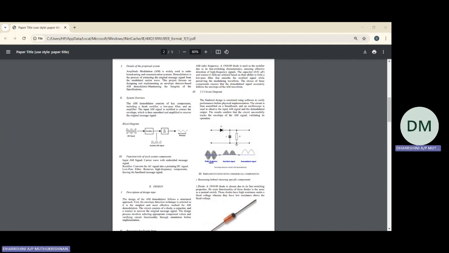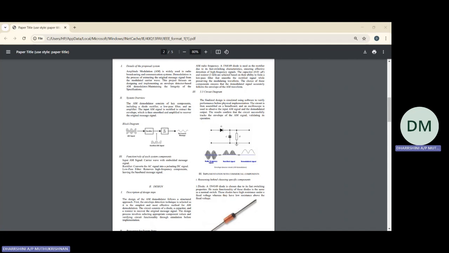So the next is the circuit diagram. The circuit diagram is finalized, and the design is simulated using software to verify performance before physical implementation. The circuit is then assembled on a breadboard, and an oscilloscope is used to observe the input AM signal and the demodulated output. The results confirm that the circuit successfully tracks the envelope of the AM signal, validating its operation.